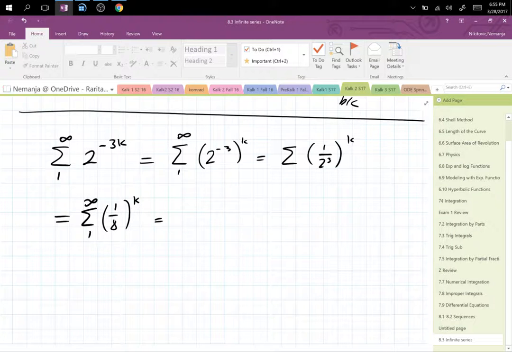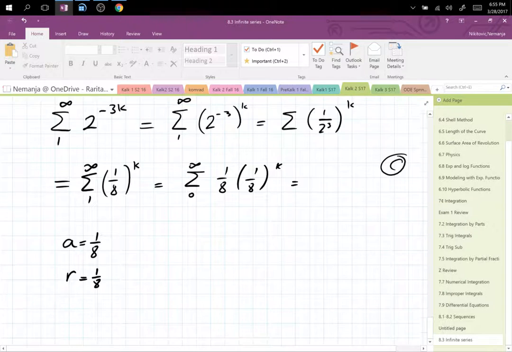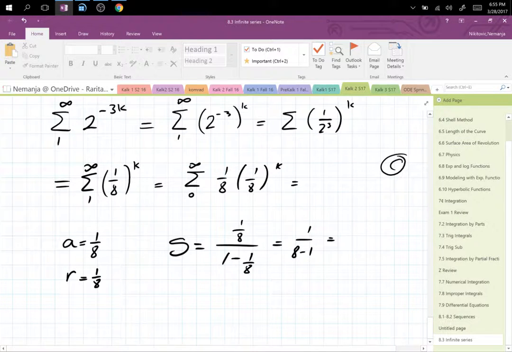But then, yeah, it starts at 1, so to add a little bit of annoyance there, we will have to peel off 1, so that's going to be the sum from 0 to infinity of 1/8 to the k. And a is equal to 1/8, r is equal to 1/8. So we know it converges, right? The sum is 1/8 divided by 1 minus 1/8, times 8, so that's 1/8 minus 1, so it's 1/7. It adds to 1/7, the whole thing.